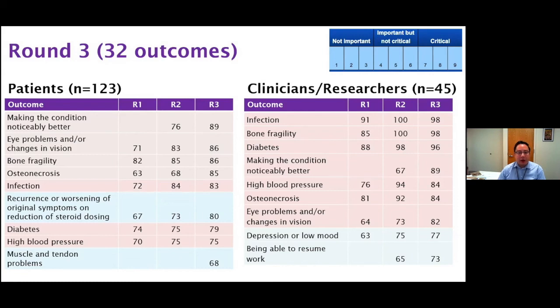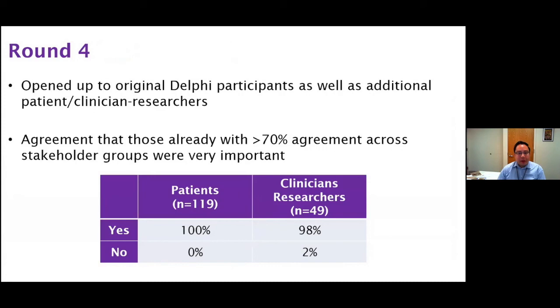So round 4, this round invited everybody that had originally registered interest, regardless of completion of the original 3 rounds of the Delphi, in addition to additional patients from the same patient groups that had originally been invited. Initially, patients and clinician researchers were first asked to comment if they agreed that the items that already reached consensus by agreement at the end of round 3, bone fragility, diabetes, eye problems, infection, high blood pressure, and osteonecrosis were truly important to be measured in clinical trials involving glucocorticoids. As you can see, all patients voted yes to this, and 98% of clinician researchers voted yes to this.